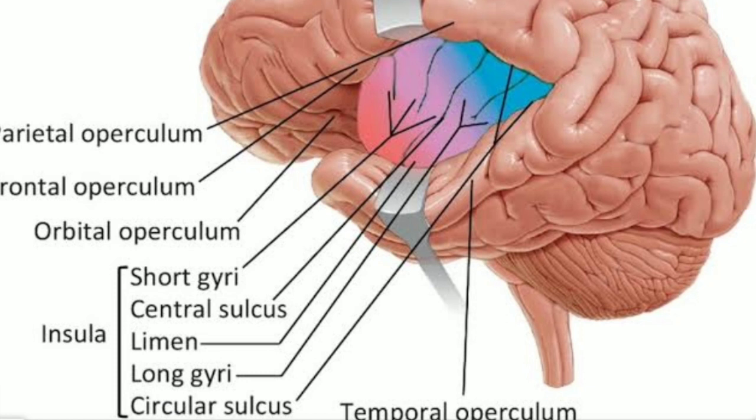The insula is an important 2-mark question. It is often asked in university. The sixth lobe is called limbic lobe.